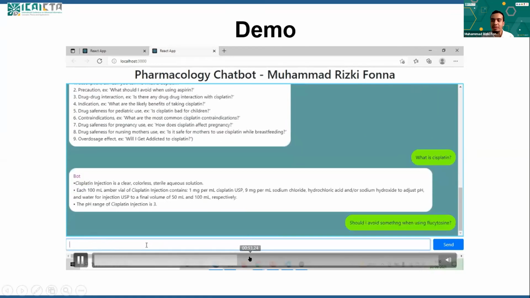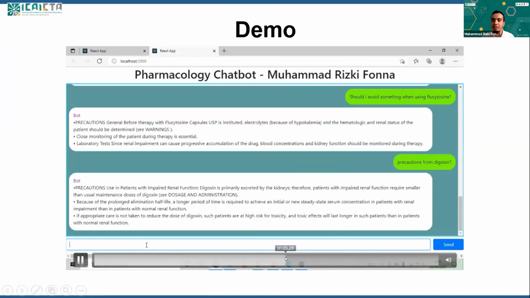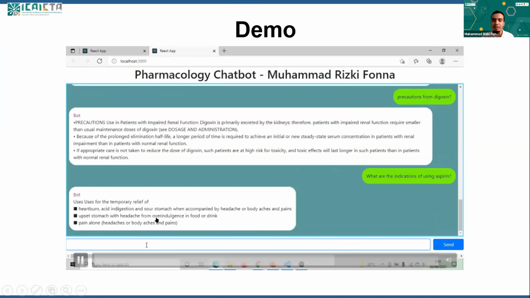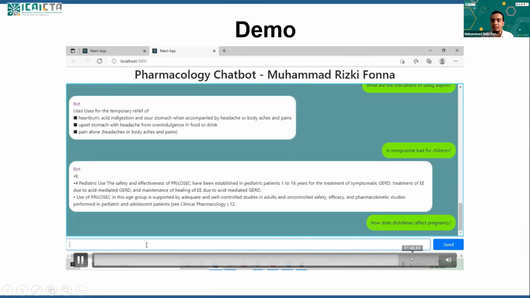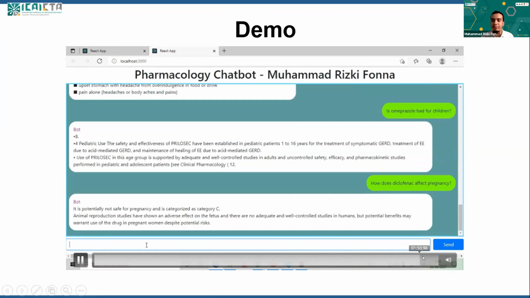we ask something again about precaution, about indications, and it will list the indications of the drug, and etc. This is about the safety for pediatric patients and pregnant women.